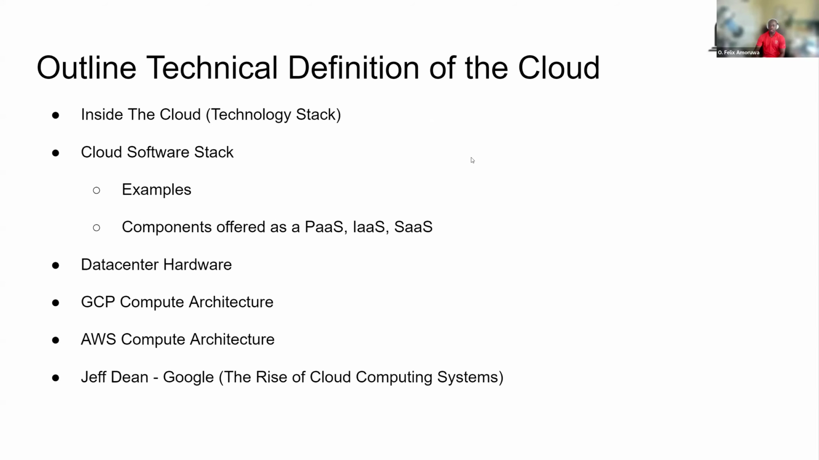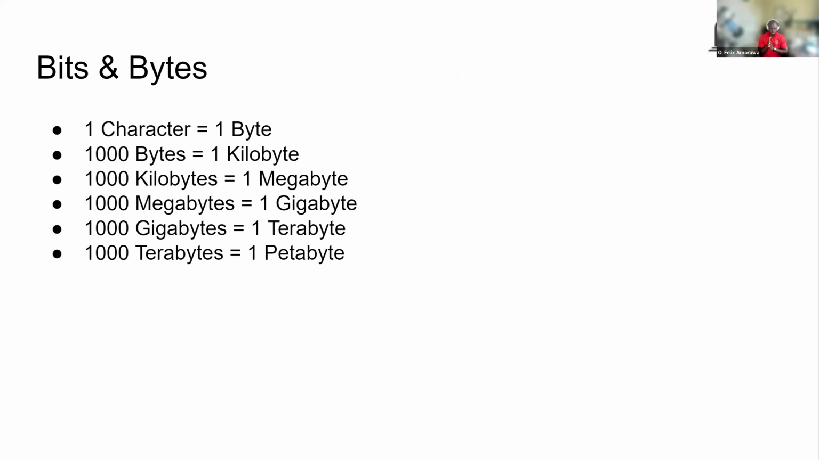All right. Today we'll talk about the technical definition of the cloud. We'll cover the technology stack, the cloud software stack, and some high-level examples, components in PaaS, IaaS, and SaaS. We'll talk about data center hardware, and then we'll briefly look at computer architecture for GCP and AWS. All right. So bits and bytes.